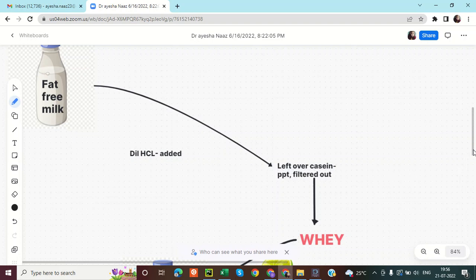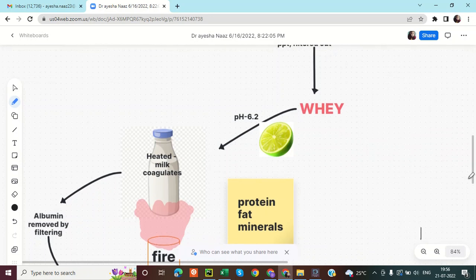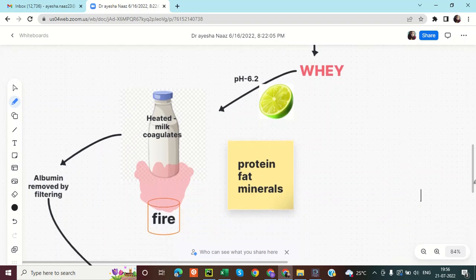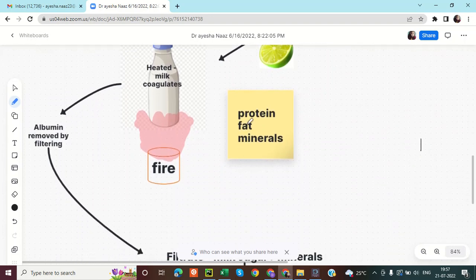This portion is known as whey. When all the albumins and all the proteins are removed, it is called whey. Whey only contains lactose and sugar. To make it whey, we have to adjust the pH to 6.2 and the milk is heated again, it coagulates again, and the leftover albumin is also removed. This portion removes the minerals also.